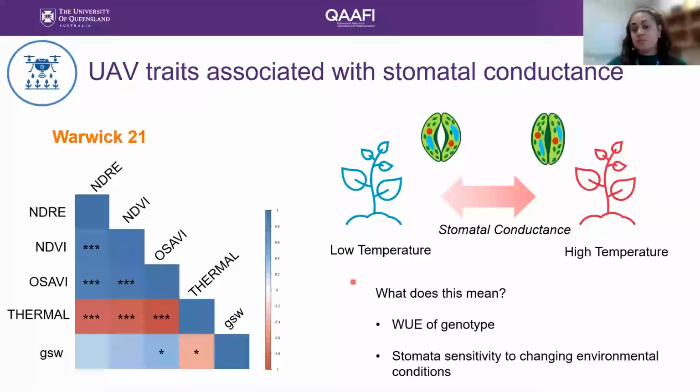It means we can potentially start exploring the water use efficiency of genotypes, and we can also start looking at how sensitive the stomata is to changing environmental conditions, which is particularly important if you want to look at things such as heat stress as well as drought stress. So it really highlights the potential of using this technology for some of these more detailed leaf level traits.